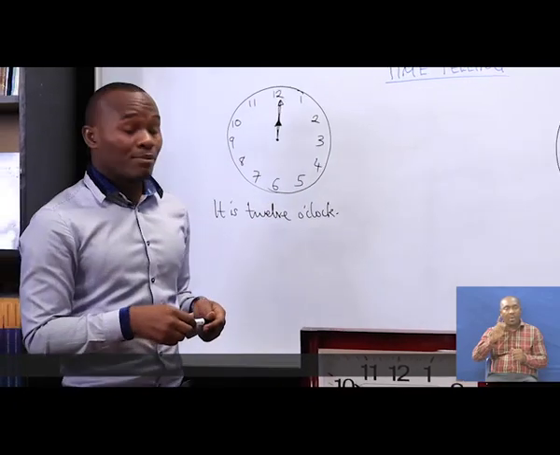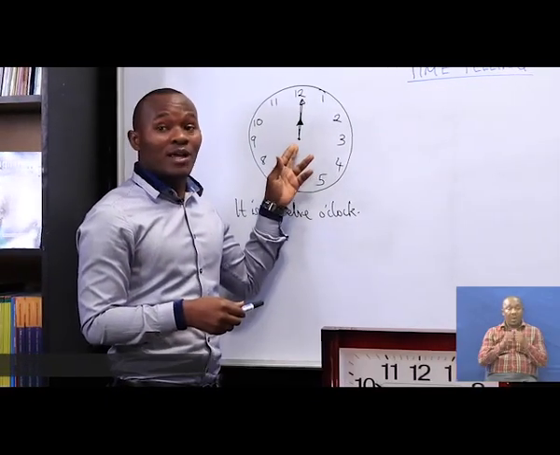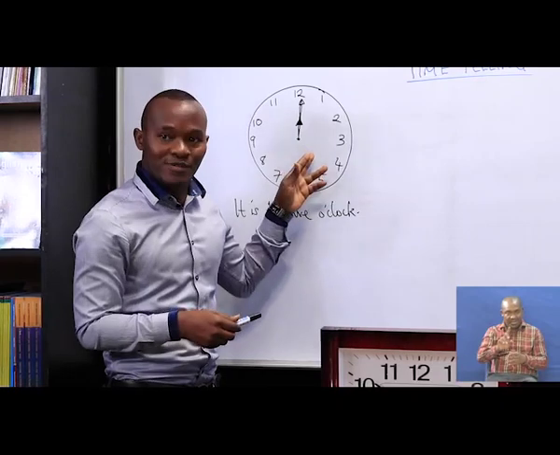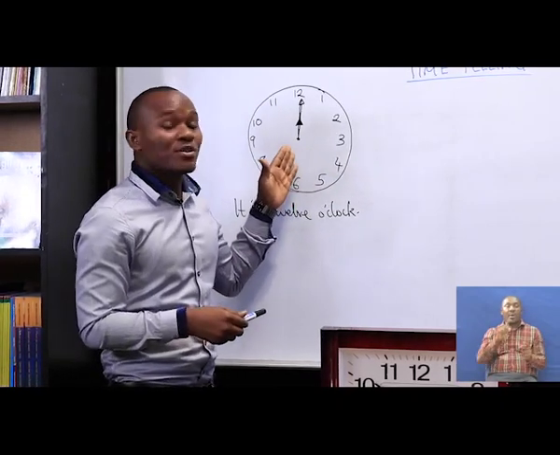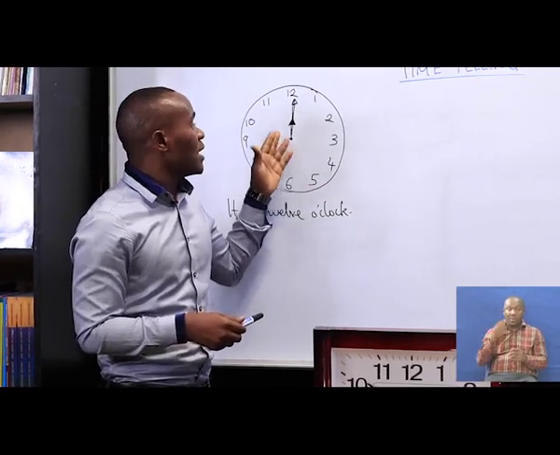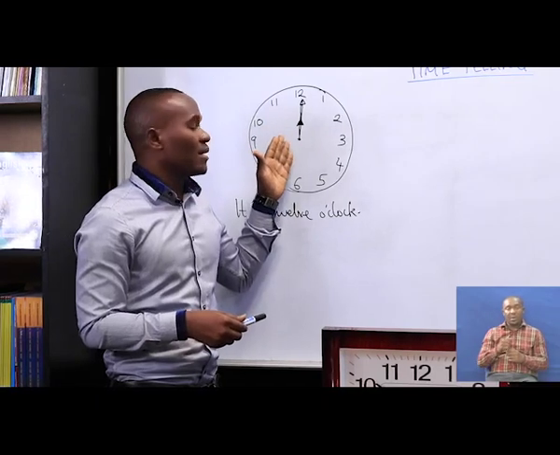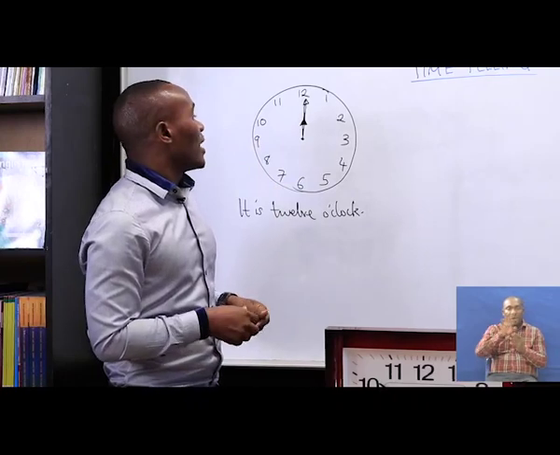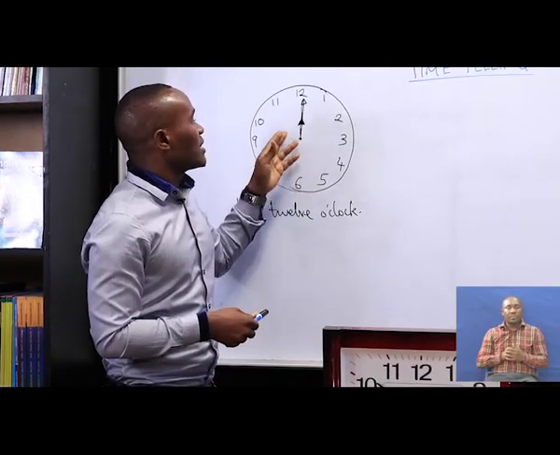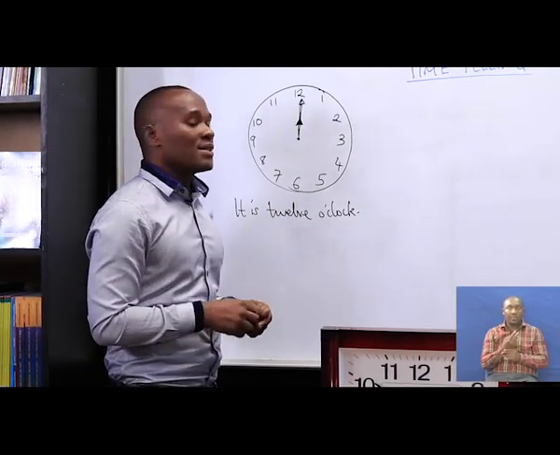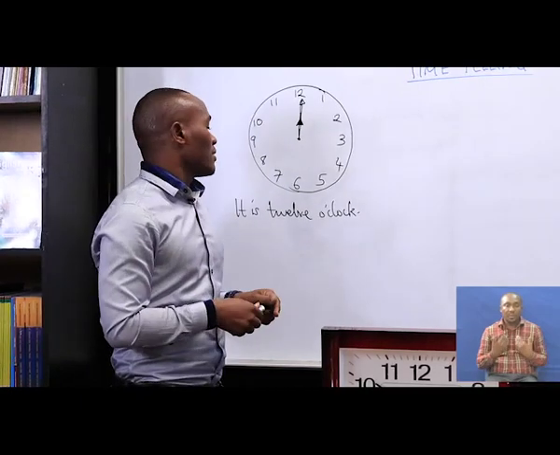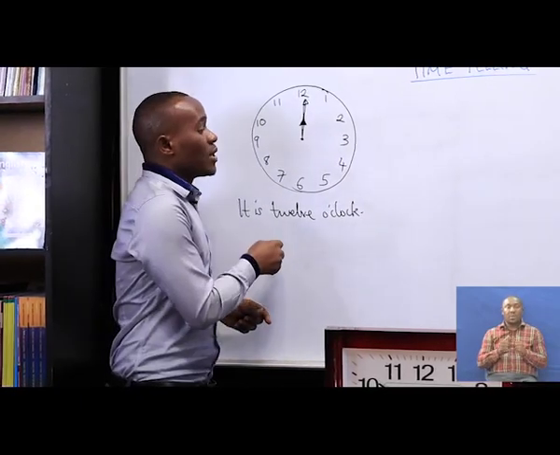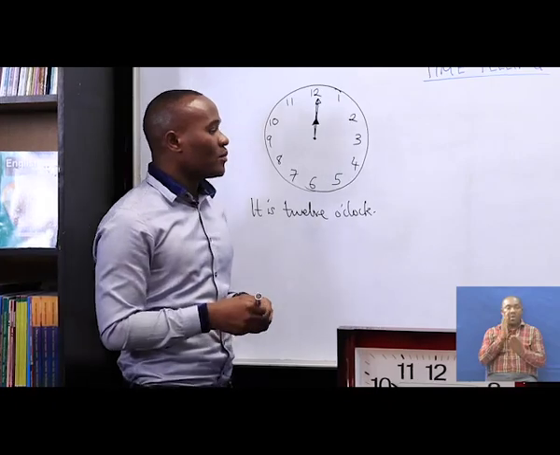I know that you may be confused by seeing all the arrows at the one number, but don't be confused. It is normal. What you have to do is look at the long arrow, where is it? And look at the hour arrow, where is it placed? The long arrow is at number 12, and the short arrow is at number 12. So it is 12 o'clock.